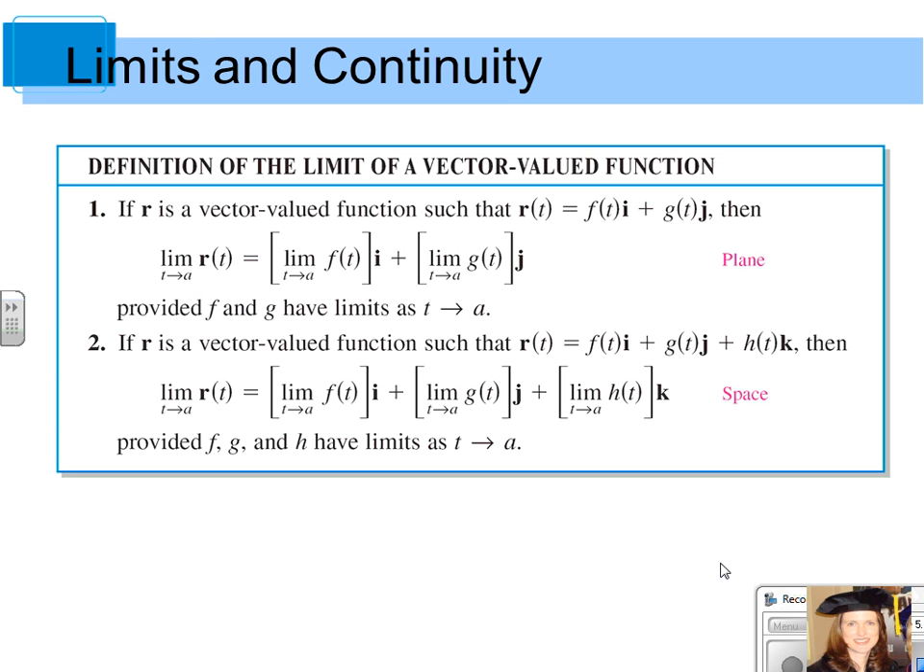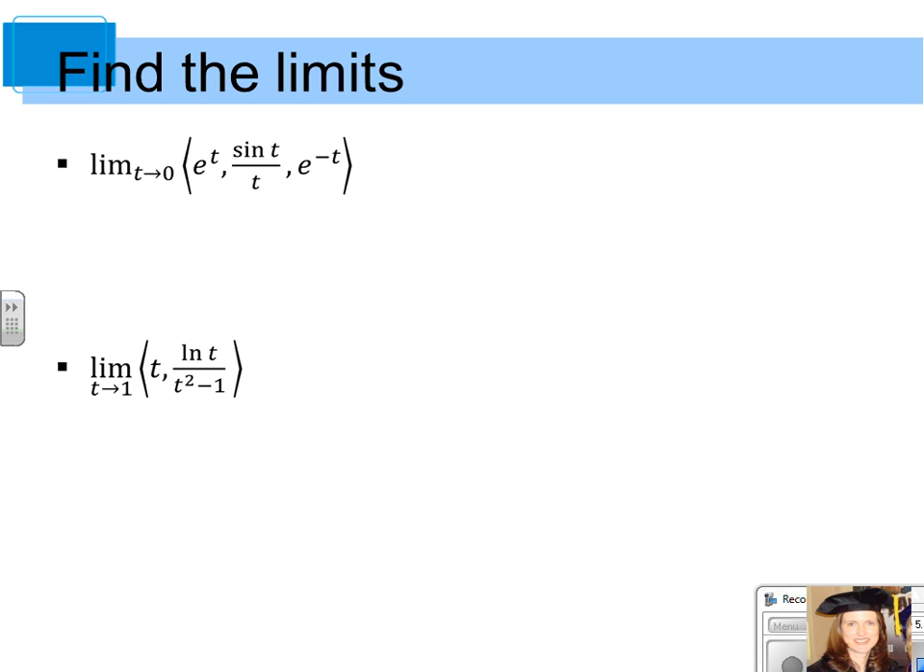Now, if you have the vector valued function for a space curve, then you find the limit of each of those components. Let's do an example. You can find the limits of each of these vector valued functions. In this case, they're written using component form, but they can also be written using the ijk standard unit vectors. You can go ahead and try these on your own, pause the video, and then come back to see my solutions.